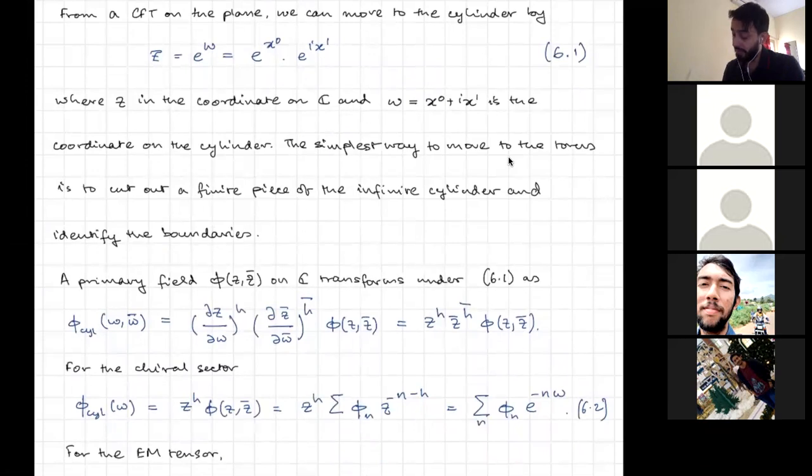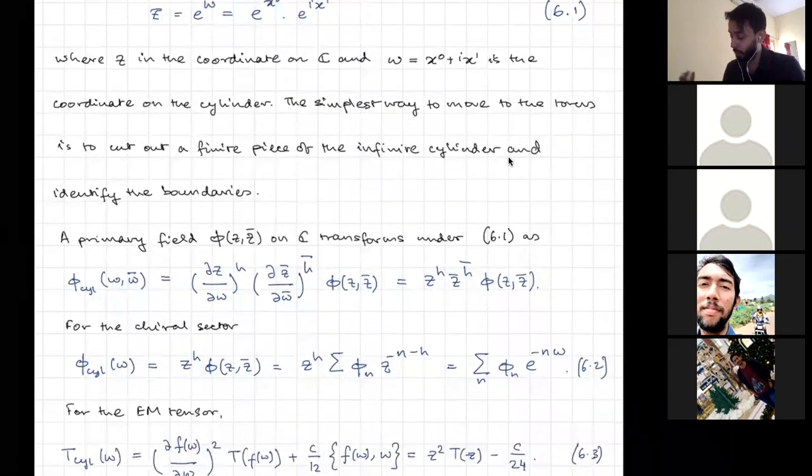A primary field on the plane will transform to the cylinder as follows. Here these are weights h and h bar, and so the cylinder is related to the things on the plane by this factor of z to the h and z bar to the h bar. If you were to look at only the chiral sector and not speak about the antichiral one, we will do this later.